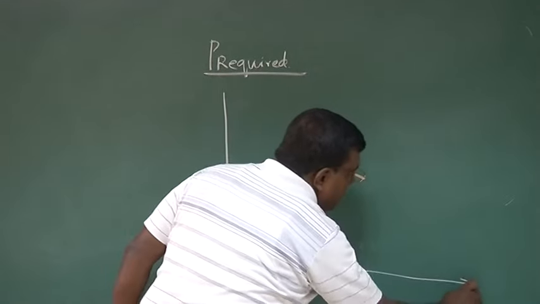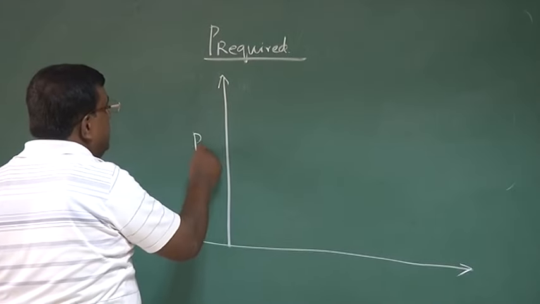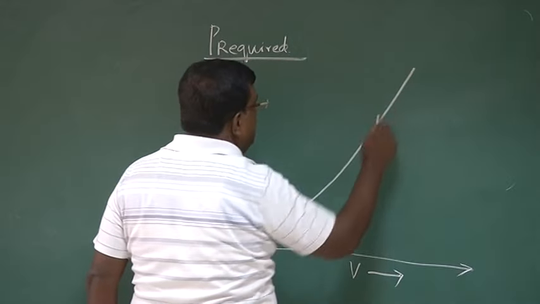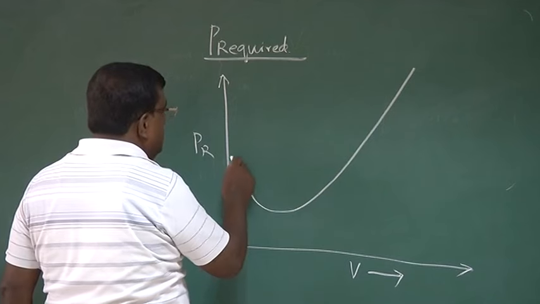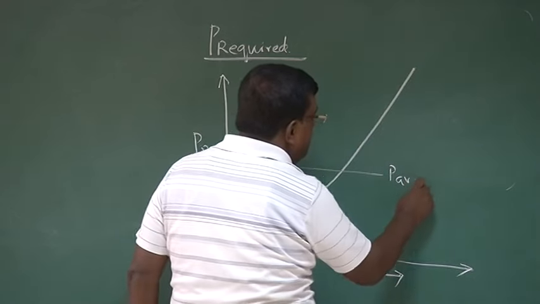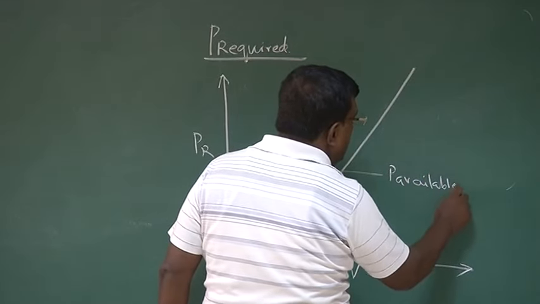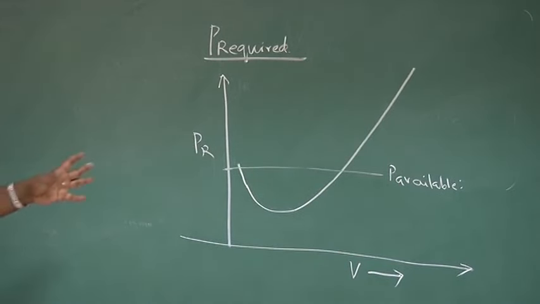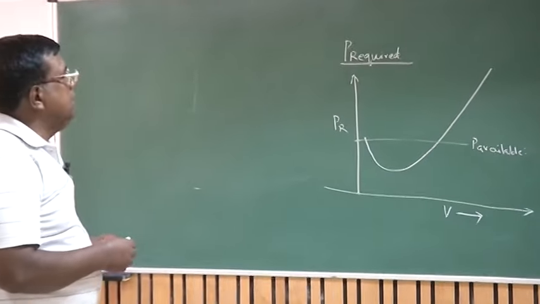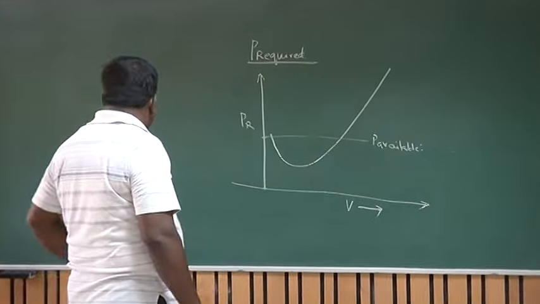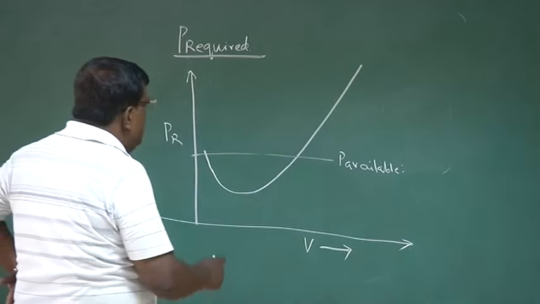if you again revisit power required versus speed or velocity, the graph looks like this, and let's say this is the power available. It's typically a propeller IC engine combination where the power available almost remains constant for practical purposes, as far as understanding the basic physics behind it. In actual practice, please remember there are secondary effects. We'll be talking about them later. Now let's see here.